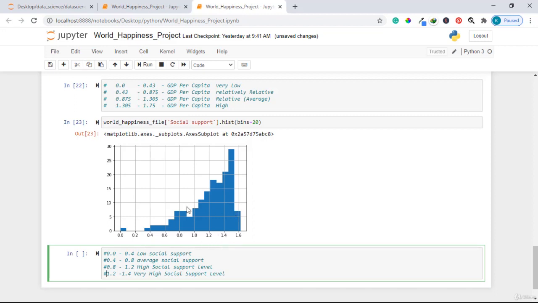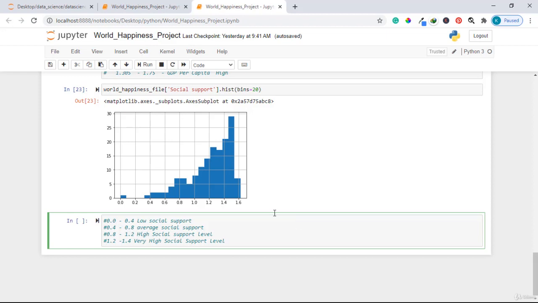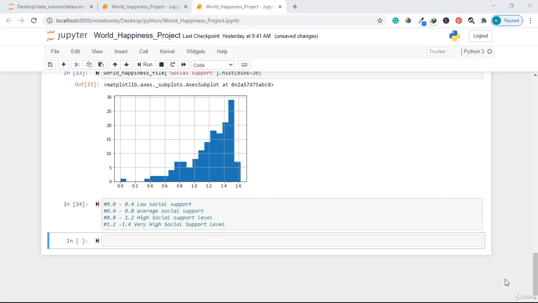As you can see from this data sample, you can say something like we have many countries, which is about 27 countries, that have a high level of social support. So I've just included again this comment to help you analyze and understand your data. This will be your homework, so make sure you go and analyze and understand this histogram before we continue. I hope you have understood the trend.